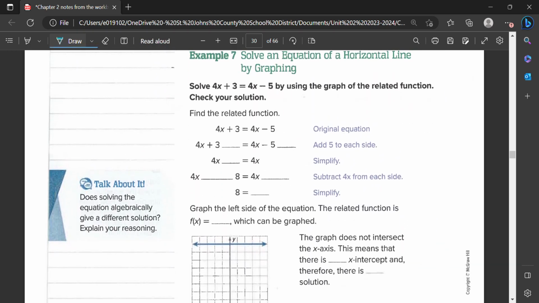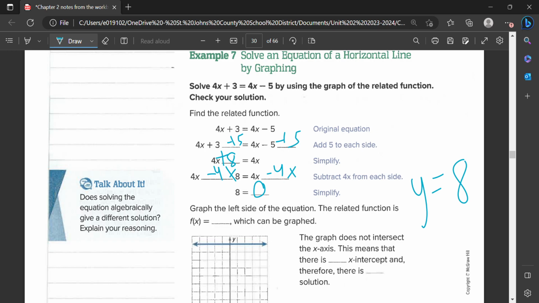Now, how do we solve for a horizontal line? When we solve this, we want to get everything on one side. So we add 5. 3 plus 5 is 8, so plus 8. And then we want to subtract 4x. 4x minus 4x is 0 on both sides. So it's 0 plus 8 equals 0. So we get 8 equals 0, or y equals 8, because we're trying to set y equal to 0, because on an x-intercept, y is 0.